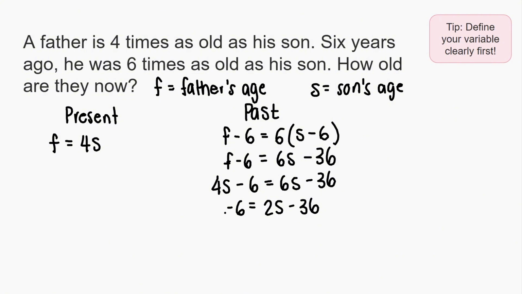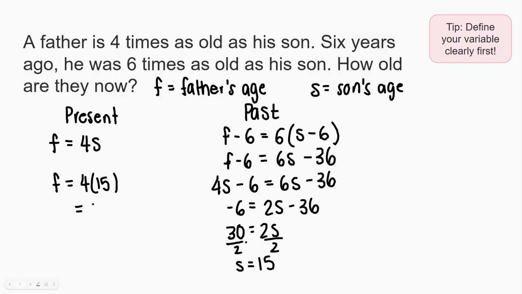We're going to add 36 to both sides, and we get 30 equals 2S. So we know that S is equal to 15. Now we can find the father's age because he's 4 times the son's age. So F is equal to 4 times 15. So we know he's 60. So the father is 60 years old. The son is 15.